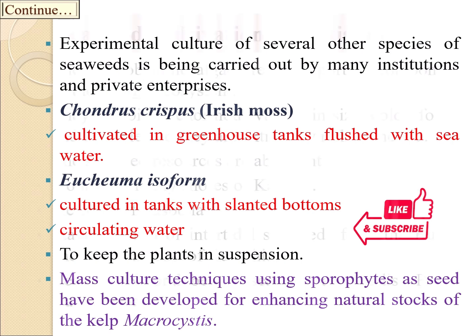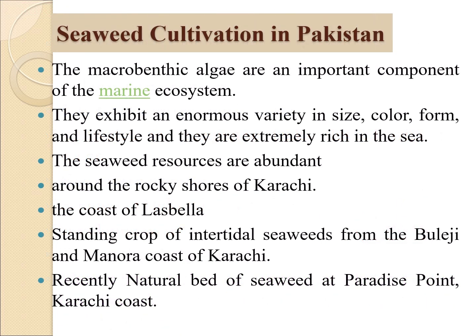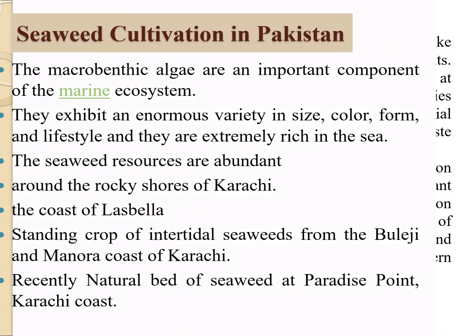Seaweed cultivation in Pakistan. The macrobenthic algae are an important component of the marine ecosystem. They exhibit an enormous variety in size, color, form, and lifestyle and are extremely rich in the sea. The seaweed resources are abundant around the rocky shores of Karachi and the coast of Lasbela. Standing crop of intertidal seaweeds from the Buleji and Manora coast of Karachi. Recently, a natural bed of seaweed at Paradise Point, Karachi coast.